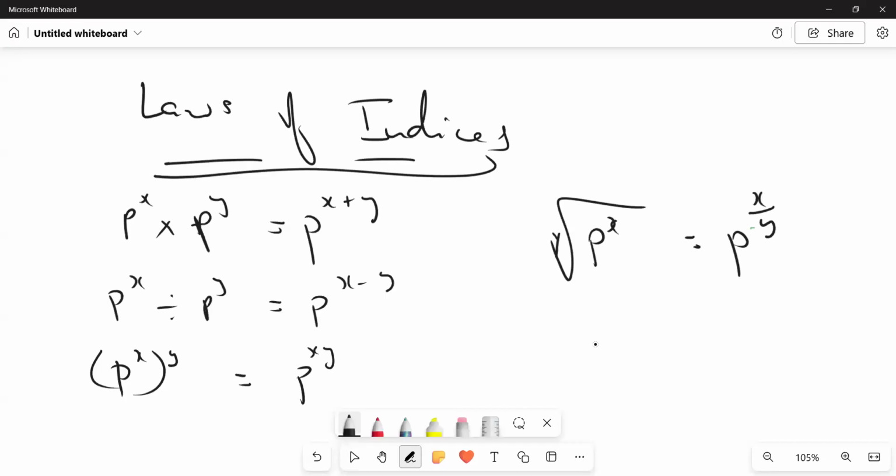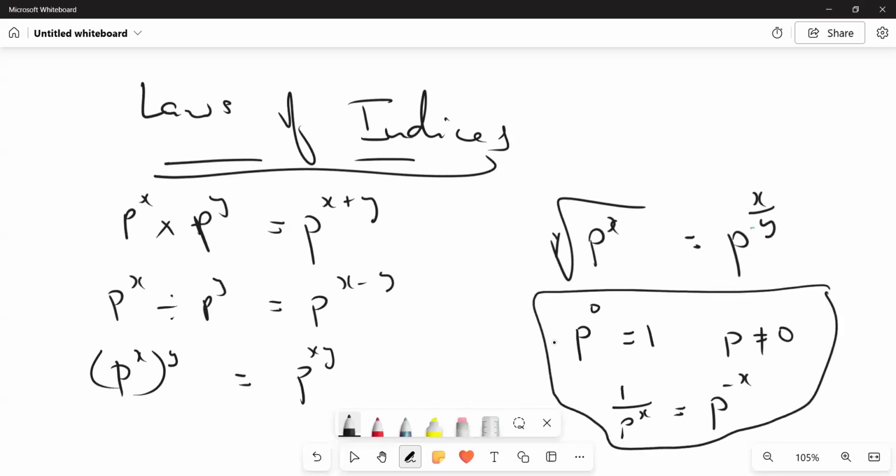It's not a new rule, it's really what we call a corollary. It came from the other rules, that p to the 0 is equal to 1, if p is a non-zero number. And there's another one: 1 over p to the x is the same as p to the minus x. These two are not new rules. They came from these over here.